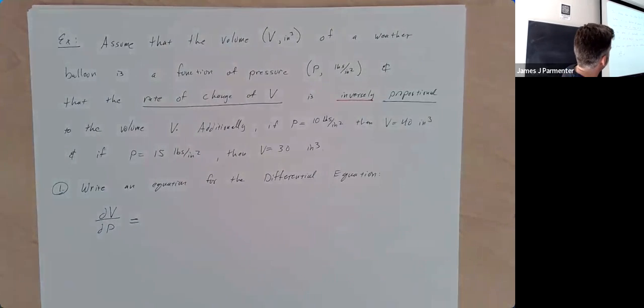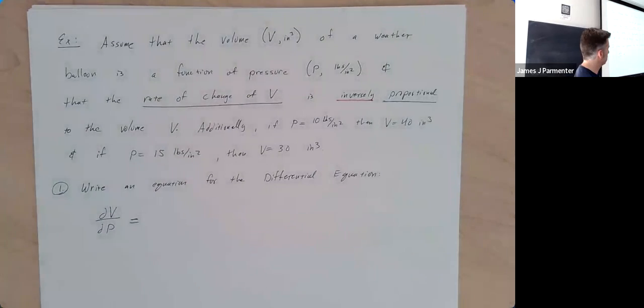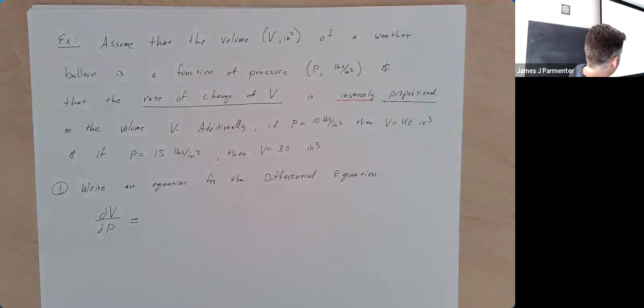So assume that the volume V, measured in inches cubed, of a weather balloon is a function of pressure, the variable P, measured in pounds per square inch. I have a problem with this already, because when I think about the volume of a balloon, my brain says, oh, it's a sphere, volume equals 4/3 pi r cubed. We're not going to use that at all here, even though it feels like that's what I would want to do.